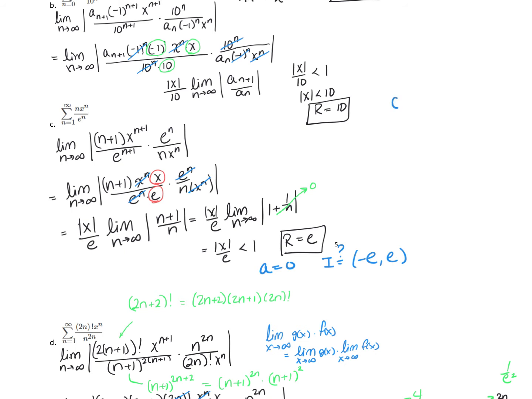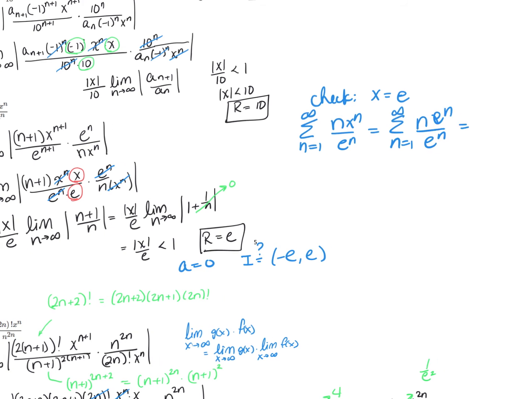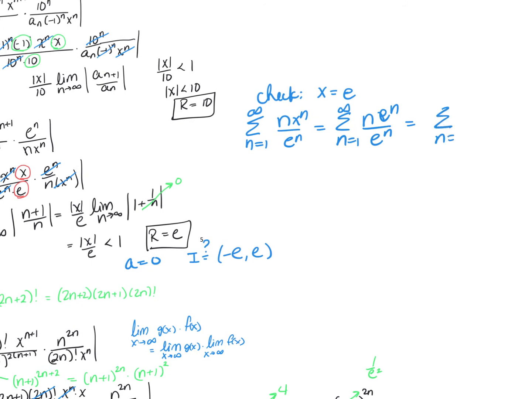The way I do that, so I'm going to do my check here, is x is equal to, we'll start with the positive side. Let's be positive. We're going to let x equal e. So the summation of n equals 1 to infinity of n x to the n over e to the n becomes the summation of n equals 1 to infinity of n e to the n over e to the n, which is going to be the summation of n equals 1 to infinity of n.